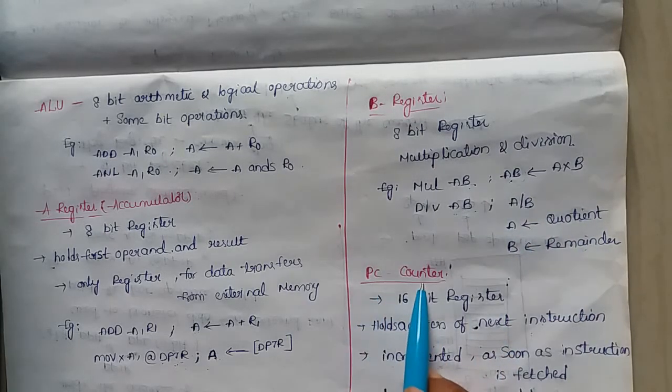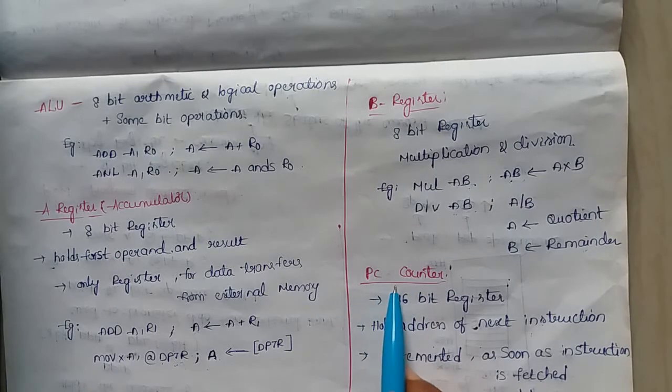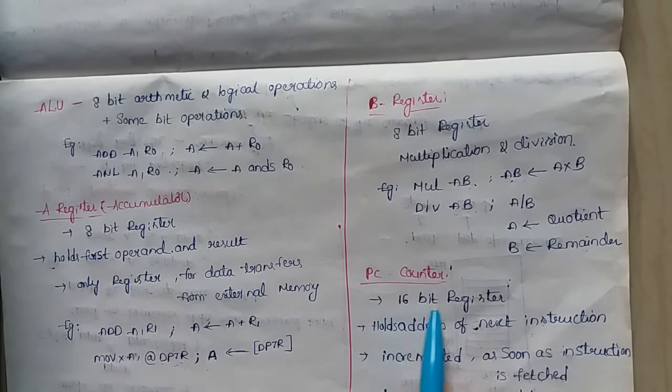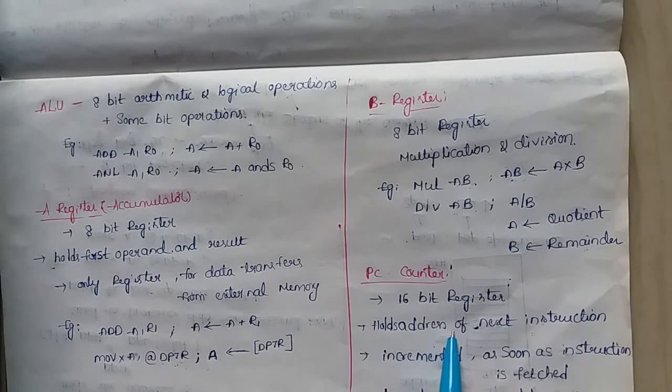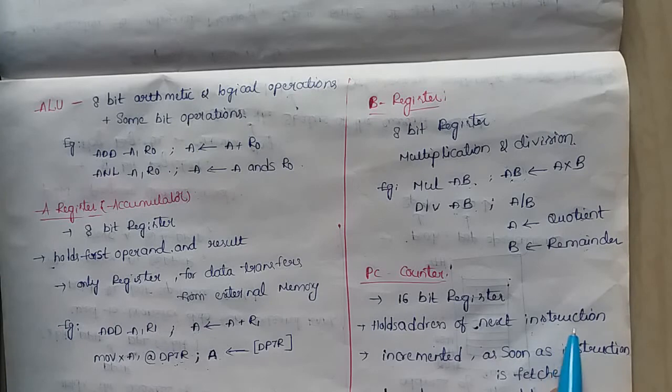Next one, coming to PC, that is called the program counter. Program counter is a 16-bit register, and it is used to hold the address of the next instruction in the program memory. Actually, you know that all instructions, nothing but the program, are saved into the program memory. Actually, it saves the address of the next instruction.